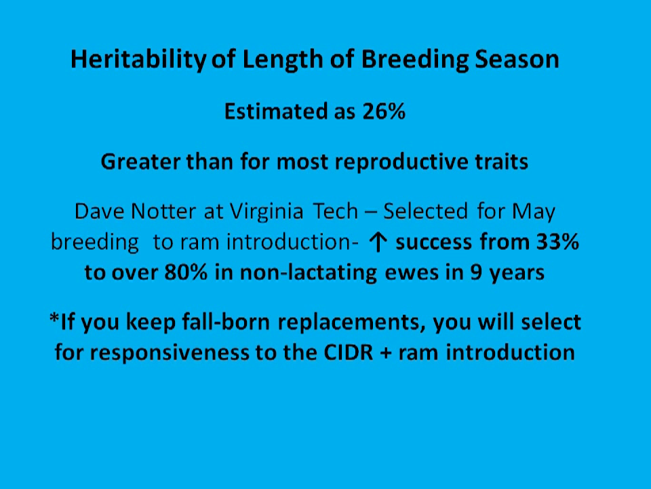That means if you keep fall-born replacements, then you'll select for responsiveness to the CIDR and the ram introduction. But if you let that dollar that's available for those lambs convince you to sell those ewe lambs instead, and to save your ewe lambs from spring breeding, then you're not going to make any progress in increasing responsiveness in your flock.